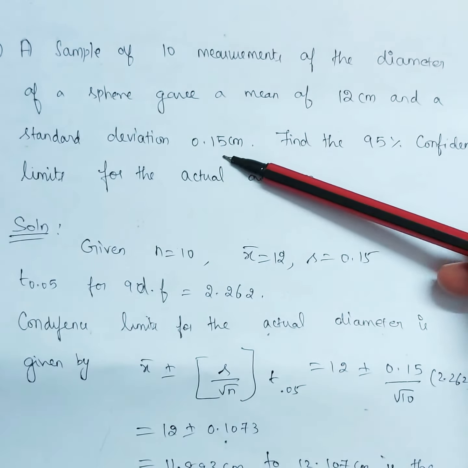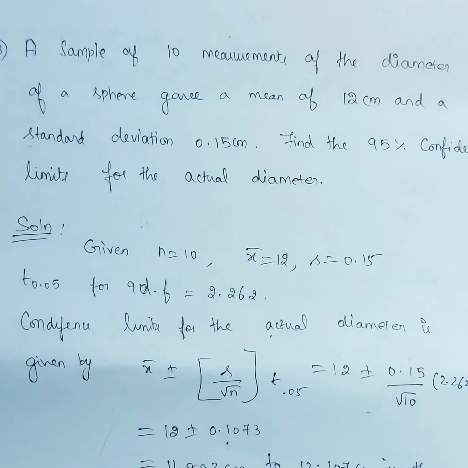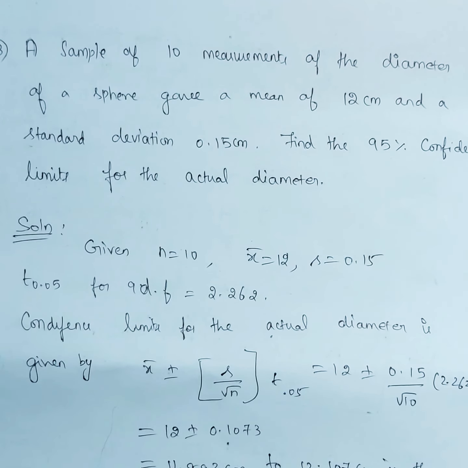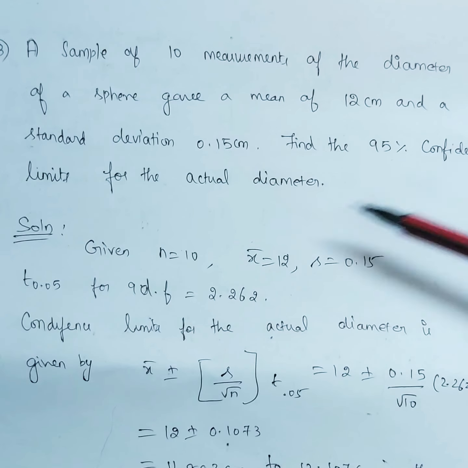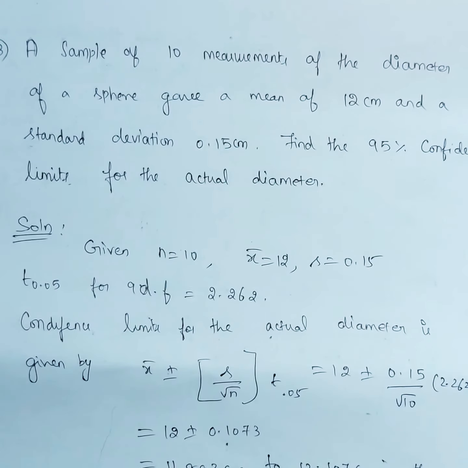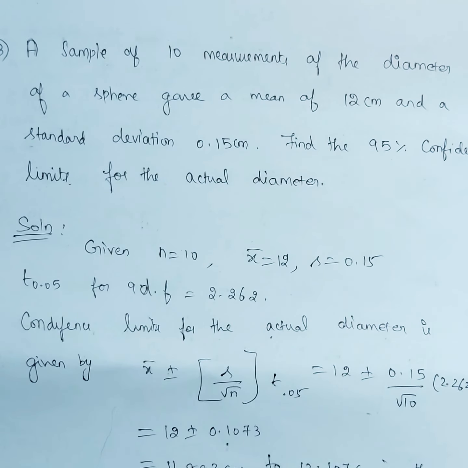Another problem. A sample of 10 measurements of the diameter of a sphere gave a mean of 12 centimeter and a standard deviation 0.15. Find the 95% confidence limits for the actual diameter. What they have given, the moment confidence limit, there is another name also. But when you see the word limits, then you can guess it. So, which formula you have to use?